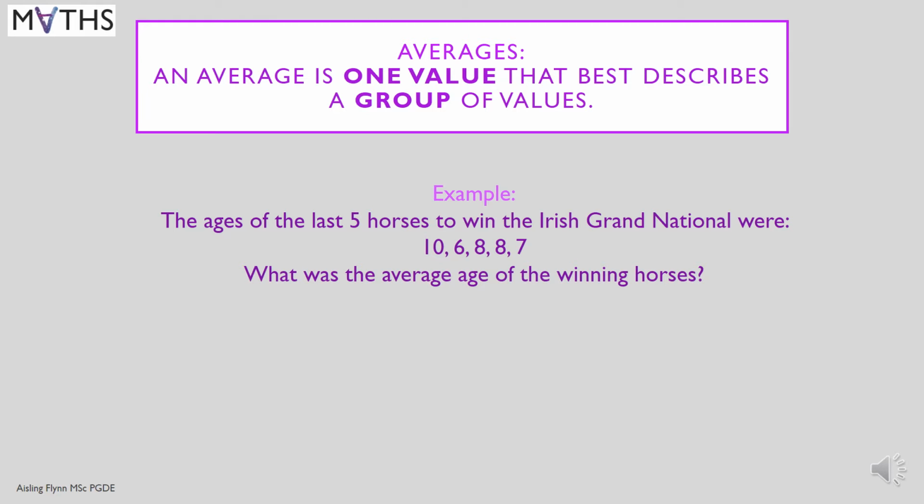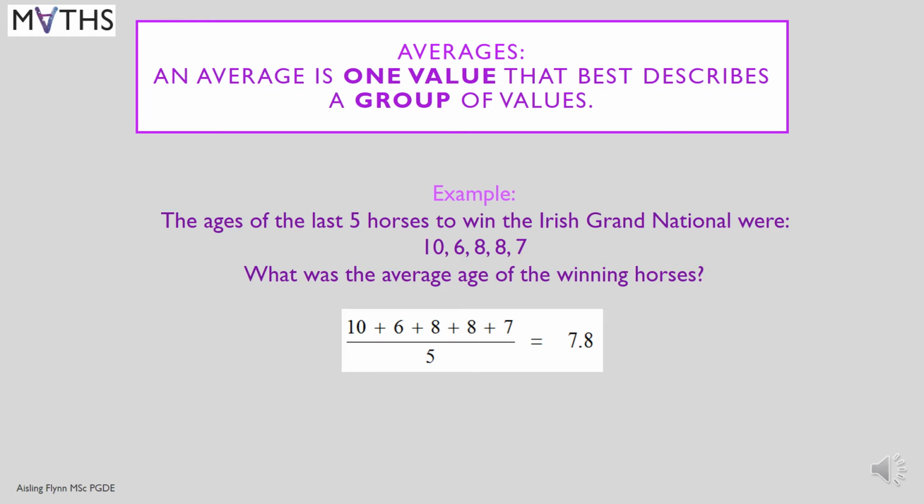Here's an example. The ages of the last 5 horses to win the Irish Grand National were 10, 6, 8, 8 and 7. What was the average age of the winning horses? What we would do is add the individual ages together and then divide by 5 because there were 5 horses. And so you get 7.8. So the average age of the winning horse is 7.8.